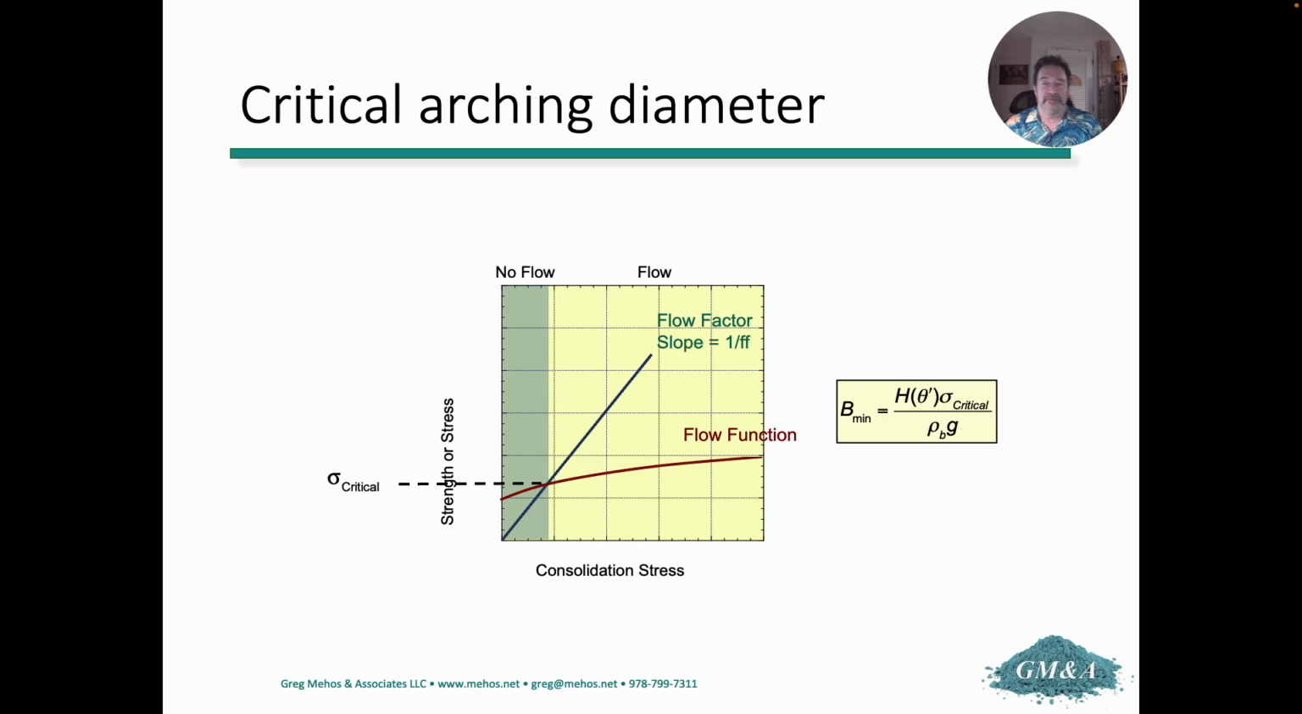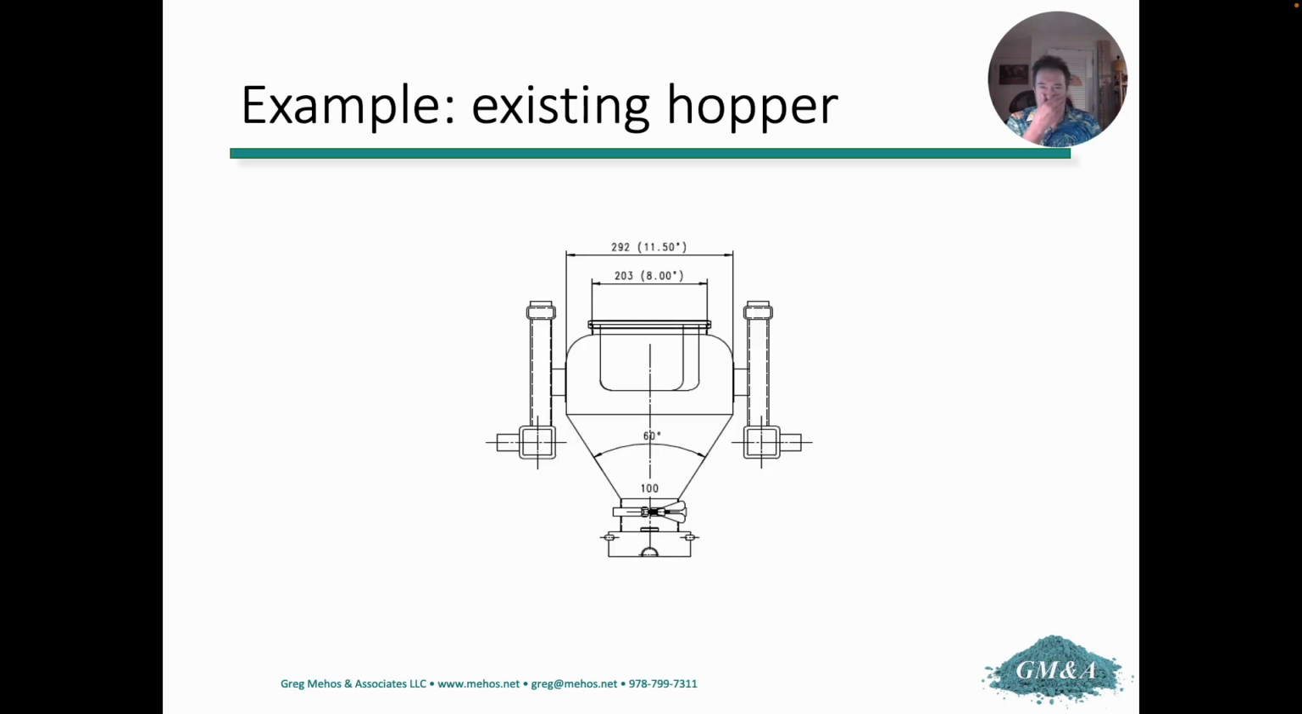So just as before, we use that easy equation: the critical outlet dimension required to prevent an arch from forming is equal to the shape factor, roughly 2 for a cone, times the critical stress divided by the bulk density times G. And now we don't have to calculate the stress profiles inside the hopper. Janicki has done that for us. It's implicitly given to us in the flow factor. So let's do an example.